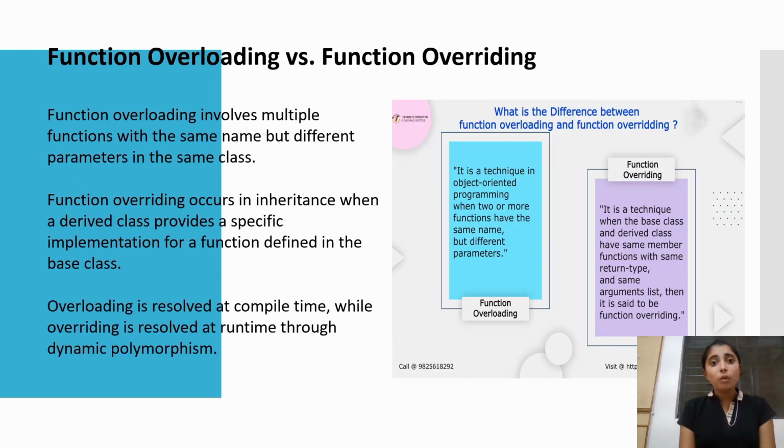Function overloading versus function overriding. Function overloading is a technique in object-oriented programming when two or more functions have the same name but different parameters. Function overriding is a technique when the base class and derived class have the same member function with the same return type and same argument list. Overloading is resolved at compile time, while overriding is resolved at runtime through dynamic polymorphism. Function overloading involves multiple functions with the same name but different parameters in the same class.